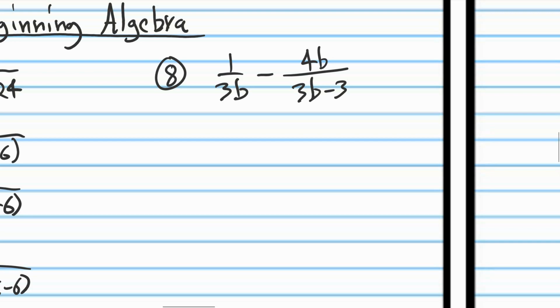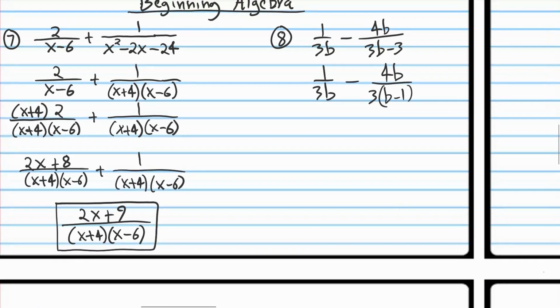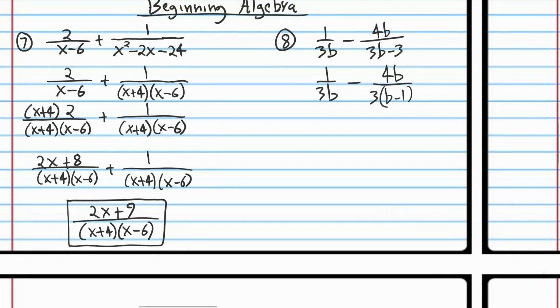So now let's try number 8. Again, the first step is to factor the denominators if you can. We cannot factor 3b. There's nothing to factor. But there is a factor that we can take out of 3b minus 3. We can factor out 3. So that's the first step, to factor the denominators. Factor the greatest common factor if you can. And now we want to use the fundamental principle of fractions to get a common denominator.